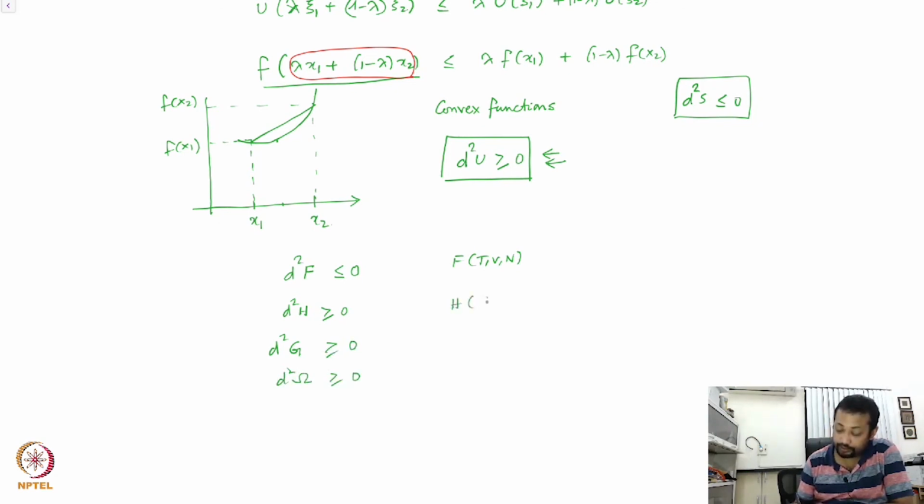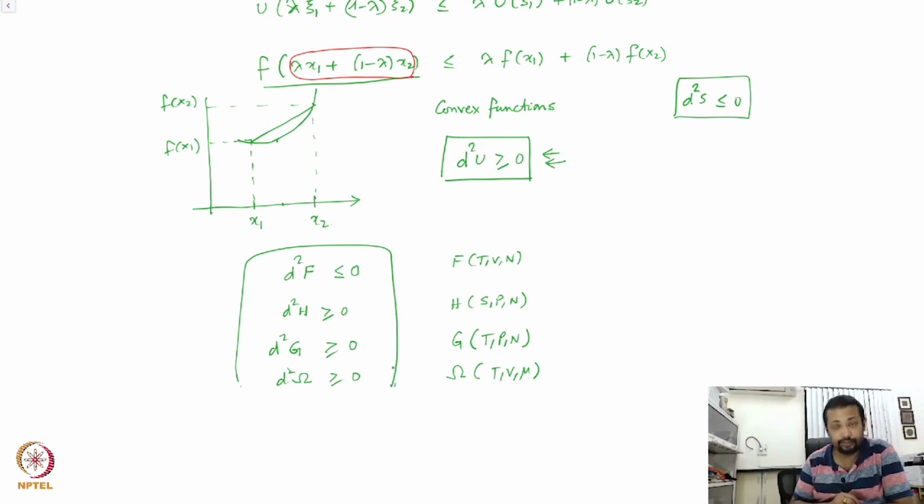H is a function of S, P and N, if you recall your Legendre transformations. Sorry, Legendre transformation, not Lagrange transformation. If you recall your Legendre transformation, G is a function of T, P, and N, and omega is a function of T, V, and mu. So this forms the stability criteria for a thermodynamic system.